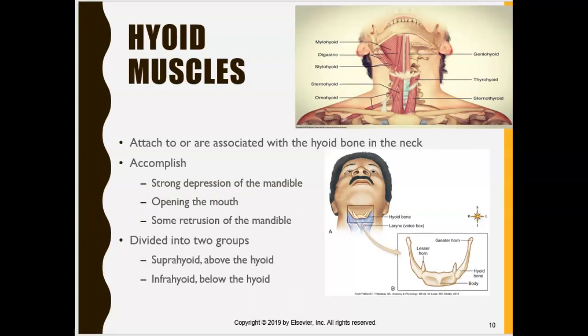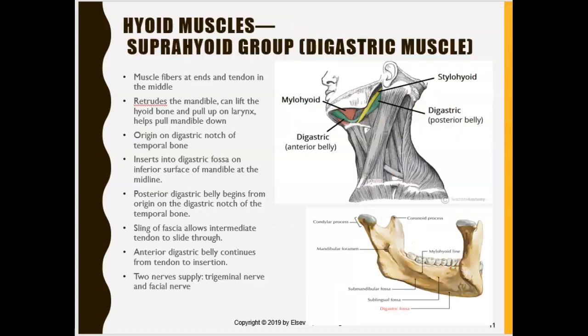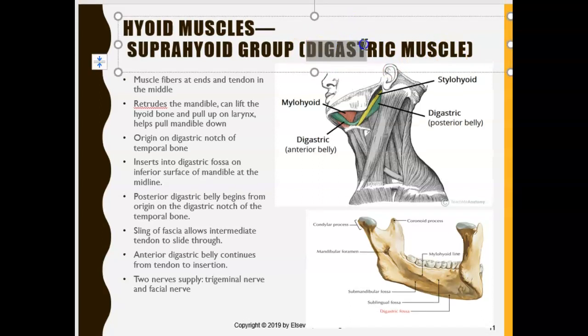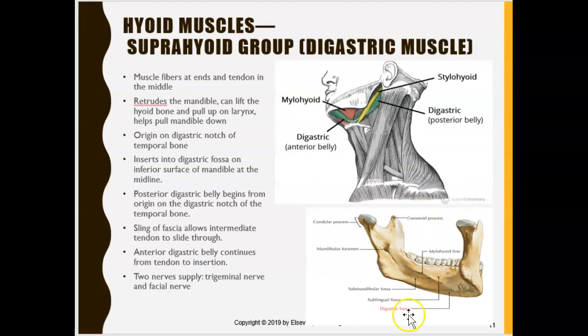So let's look at the first muscle. The first muscle is a suprahyoid muscle. Again, supra means above, and hyoid refers to the hyoid bone. The first one we're going to look at is the digastric muscle. The name comes from digastric, which refers to, if I look at the mandible right over here, the digastric fossa. So on one end, the muscle is attached over here, and on the other end, it's attached to the temporal bone. There's a notch in the temporal bone, and that's where it attaches. So it kind of dips like that.